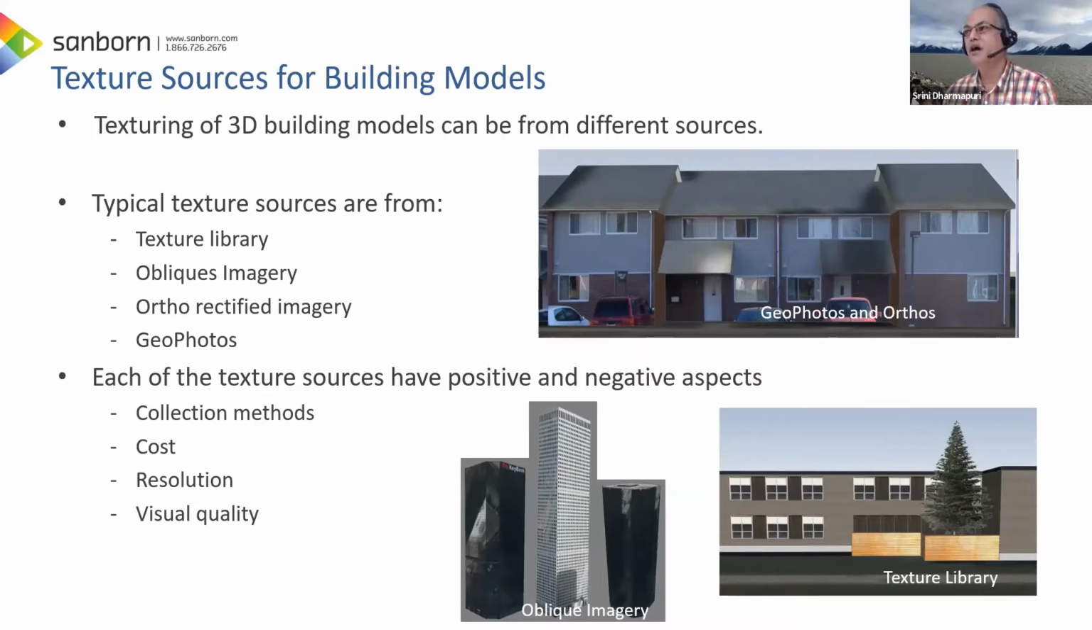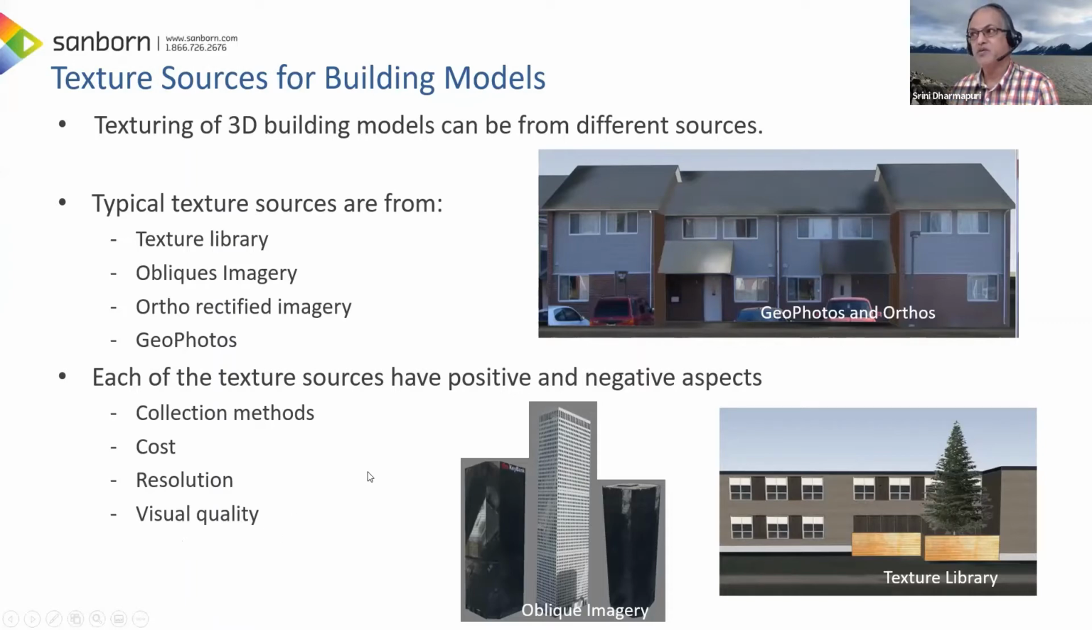And geophotos are ground-based photographs that we use to collect the buildings, and from there we take the texture. What you are seeing on the right-hand side is a ground-based photograph. We call them geophotos. And what you are seeing here is the oblique imagery from which you got the texture. The right-hand side picture is a texture library; you can use what is available there. Of course, there are different methods, and there are various factors: obviously the collection method, cost, resolution, and visual quality.